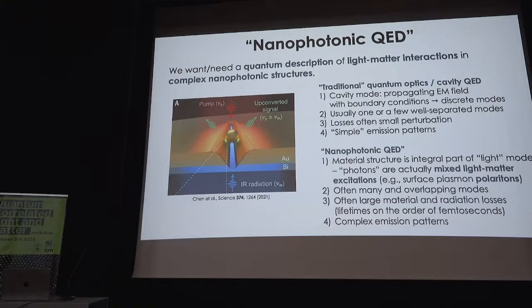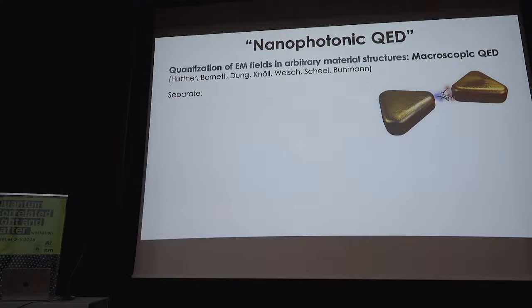In these cases, I also often get many modes. They overlap with each other. I often have very large material losses, and it's really also radiation losses. They can be on the order of femtoseconds. And I don't get a great separation of time scales. So how can we treat this?